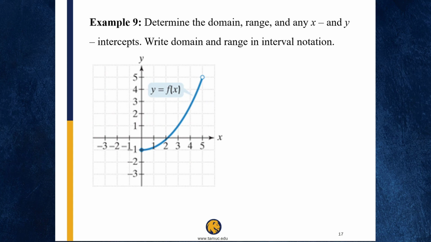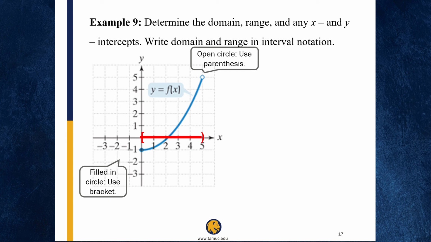Now on this graph, when we take a look at the domain, we're looking along the x-axis, and we notice how the graph goes from 0 to 5 along the x-axis. So that's going to tell us about the domain, but we'll pay close attention to the fact that there's a filled-in circle on one end and an open circle on the other end. In interval notation, how we're going to deal with that is, for the filled-in circle, we're going to put a bracket for that number, and at the very end at number 5, where the graph stops, we're going to be using a parenthesis for the open circle. So our domain is going to be written in interval notation as bracket 0, 5, close parenthesis.